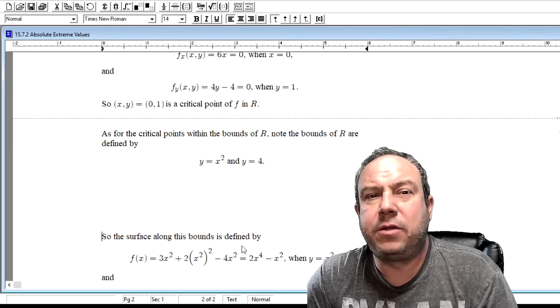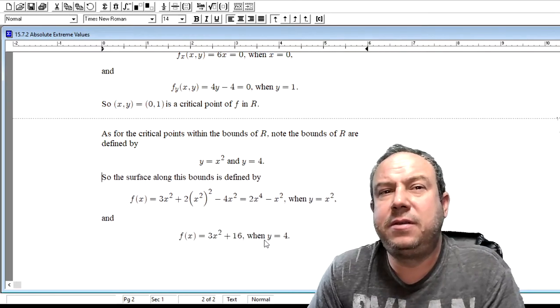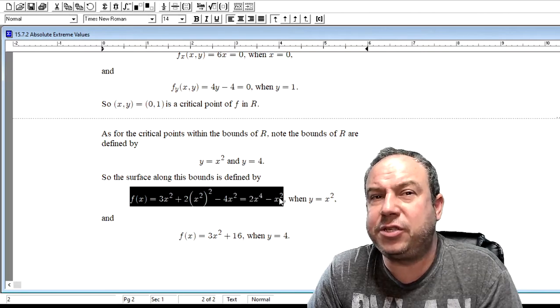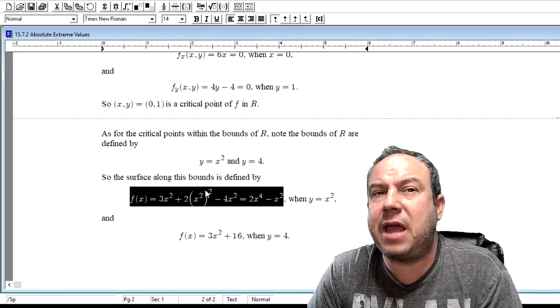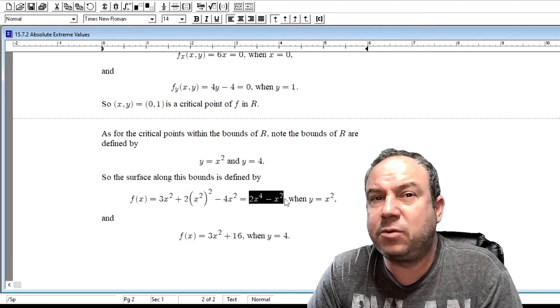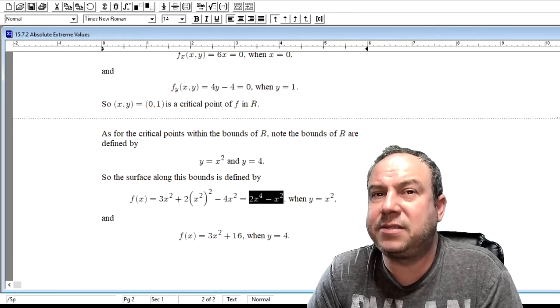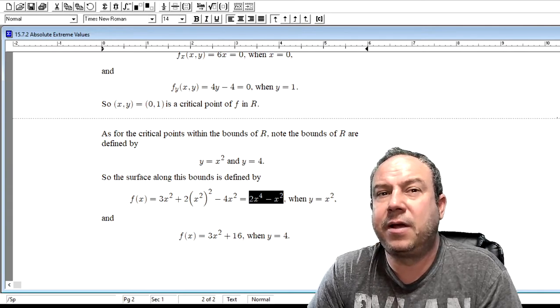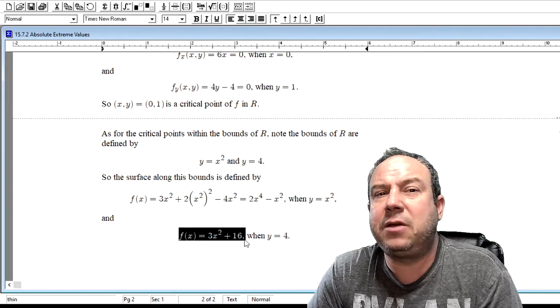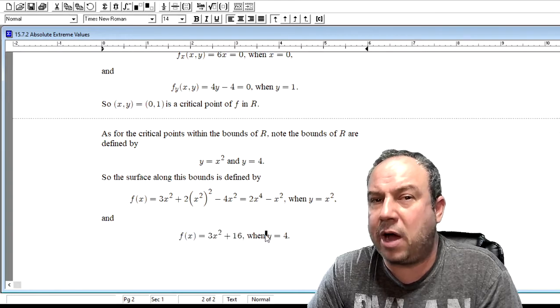So the surface along the bounds is defined by this equation to begin with. If we substitute in x squared for y, f of x would then be equal to 2x to the fourth minus x squared, when y equals x squared. And f of x will end up equaling 3x squared plus 16 when y equals 4 in value.